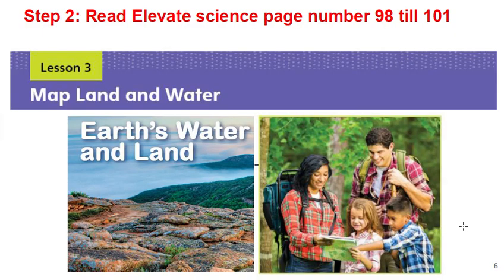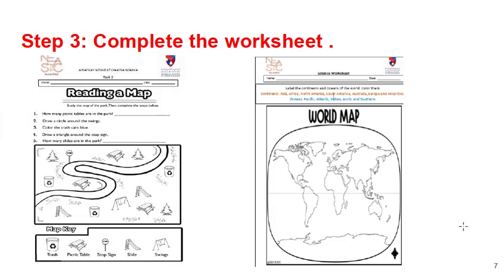Step 2, read science pages number 98 till 101, which is lesson 3, map, land and water, Earth's water and land. And step 3 is to complete the worksheet. So as I instructed you in the beginning, you can print this worksheet, whose name is Reading a Map. The title is Reading a Map.